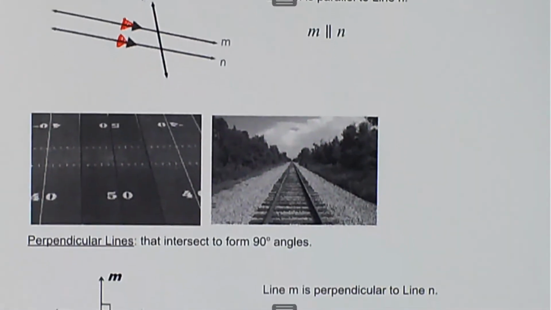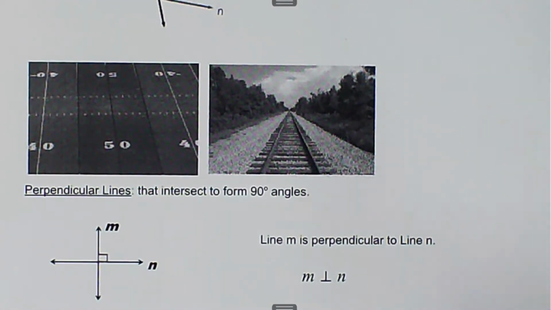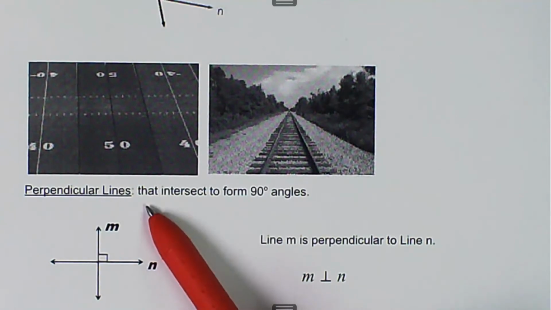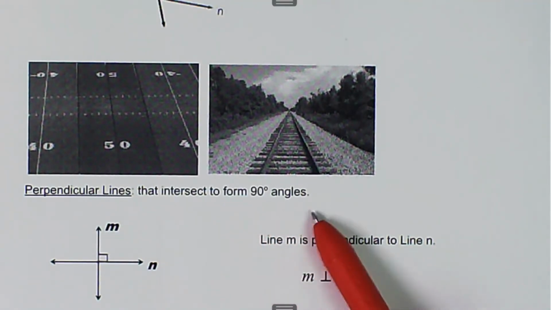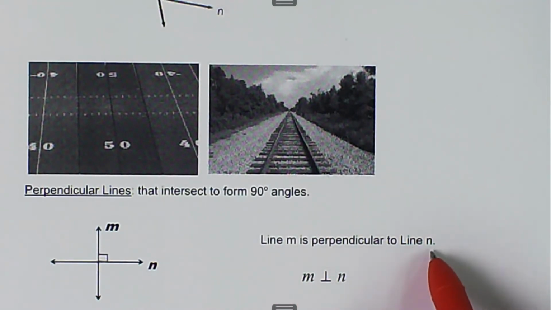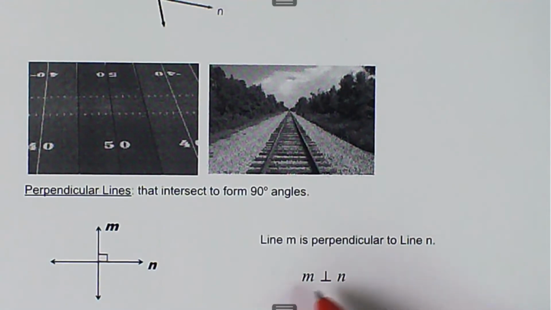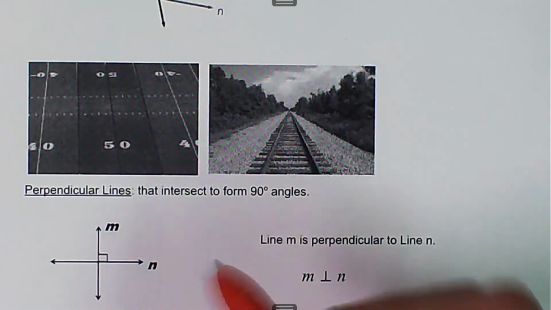Next thing we can talk about is perpendicular lines. Perpendicular lines are lines that intersect to form 90-degree angles. Here we have M, the upside down T, and then N. What that says is line M is perpendicular to line N. It's a lot easier to write with these symbols. So we have M by the end of this line and N by the end of this line.